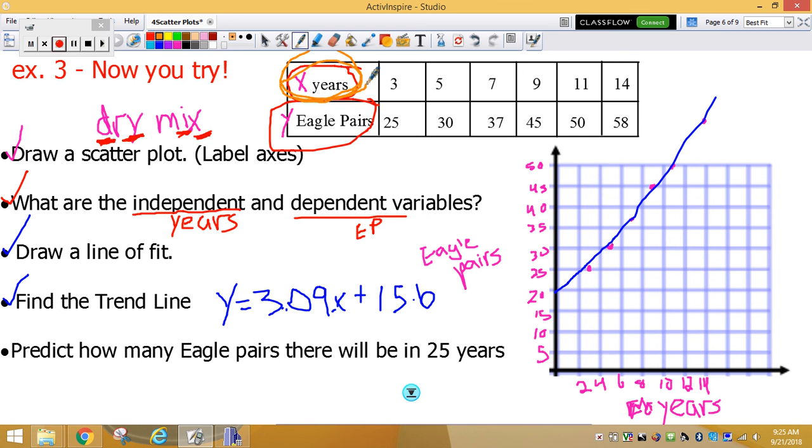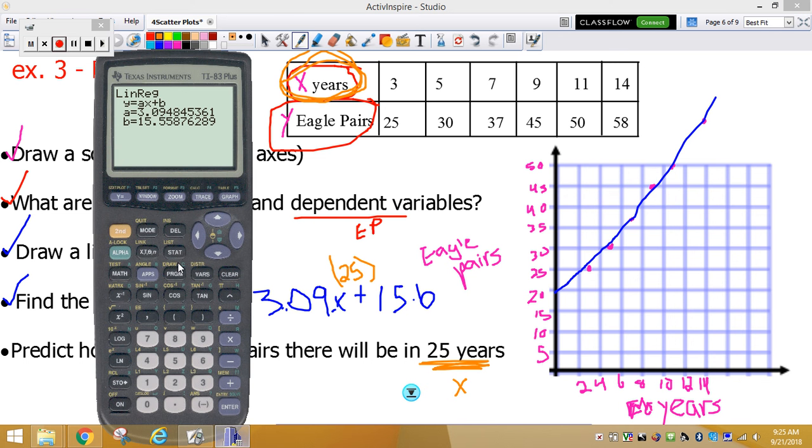X is years, right? So 25 years is really an X value. So where do you think I'm going to plug in 25? Look at where my arrow is pointing. 25, I'm going to plug in for X. So right here, instead of X, I'm going to plug in 25. So on my calculator, I'm going to type in 3.09 times 25 plus 15.6.